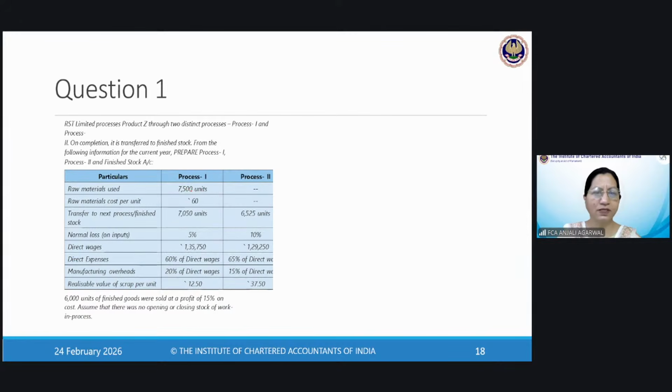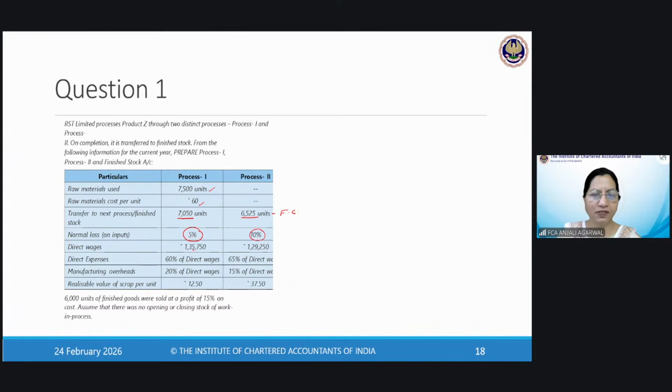Raw material used is 7,500 units in process 1. Cost per unit is rupees 60 per unit. Units transferred to the next process or finished goods: from process 1, 7,050 units are moving to process 2, and from process 2, 6,525 units are moving to the finished goods account. Normal loss in process 1 is 5%. In process 2, it is 10%.